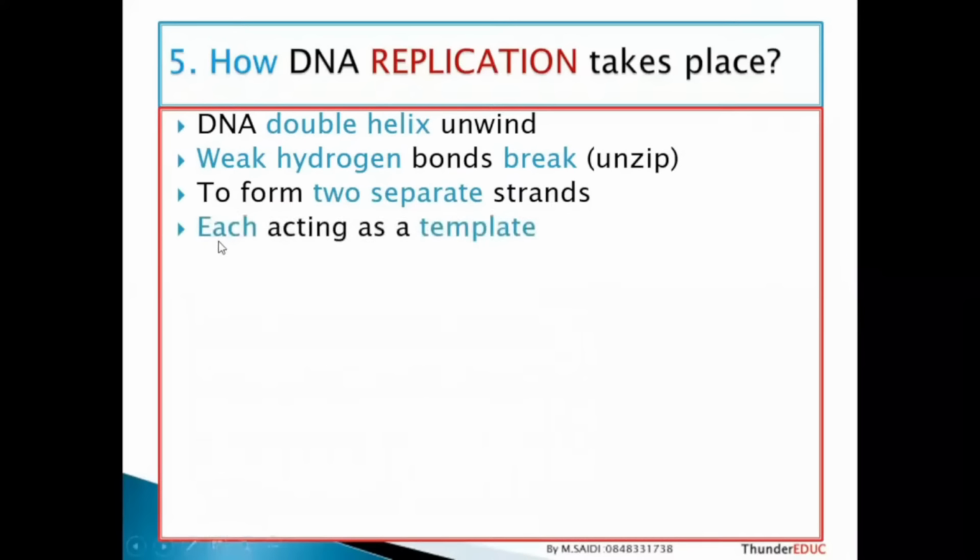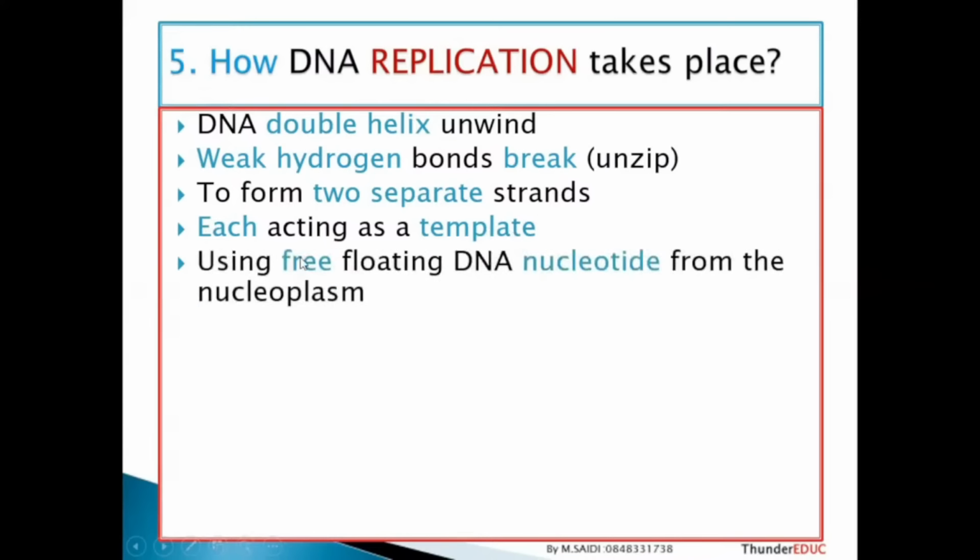And then you're saying that each acting as a template. What is each? Each strand you have mentioned here is acting as a template. If you don't say each, you say two strands. The two strands formed are acting as a template. We want to see that word, either each or the two strands. We must see that. If you don't mention that, then you lose a mark for the template.